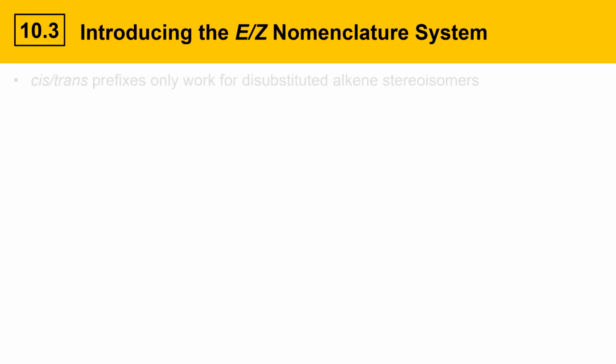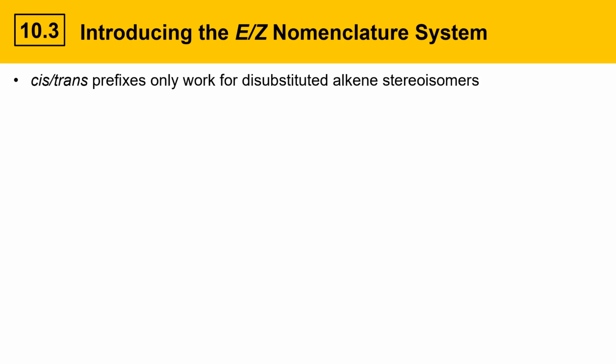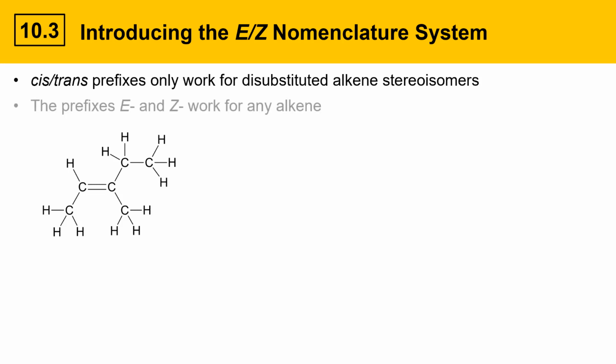Cis and trans prefixes only work for disubstituted alkene stereoisomers. They're not well defined for other types of alkenes. Here's an example of a more highly substituted alkene that doesn't name clearly under cis and trans. Here, the two methyl groups are cis to one another, but the methyl group and the ethyl group are trans. Cis and trans would be ambiguous for this molecule, so we need a different system that unambiguously assigns the positions of these groups. The prefixes E and Z work for any alkene.